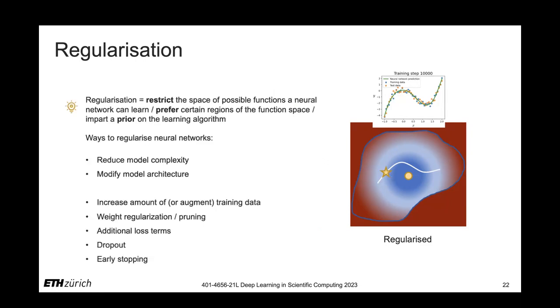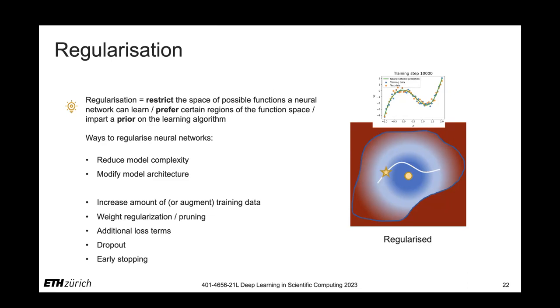Okay, so regularization. This is a really important concept to try and understand. It's to restrict the space of possible functions a neural network can learn, or another way of saying it is to prefer certain regions of the function space, or another way of saying it still, in terms of probability, is to have a prior on the parameters of the network. So have a preference on what they should be, and therefore the functions that it represents.